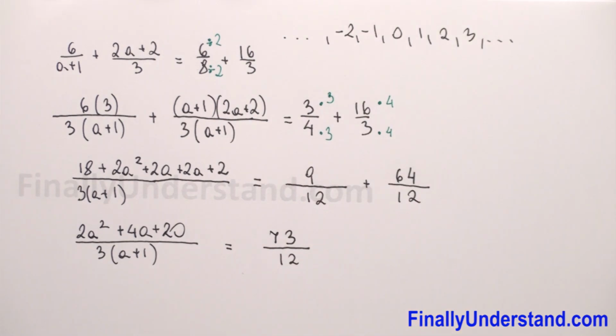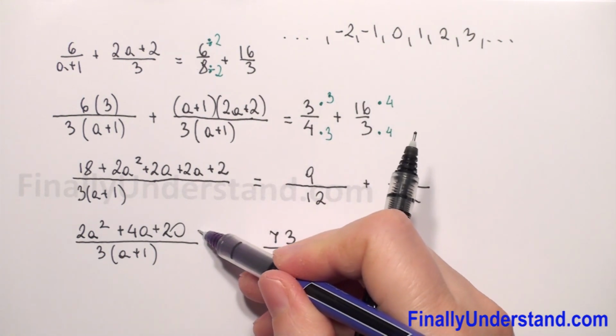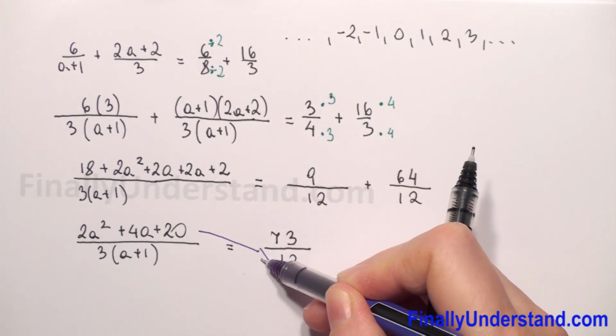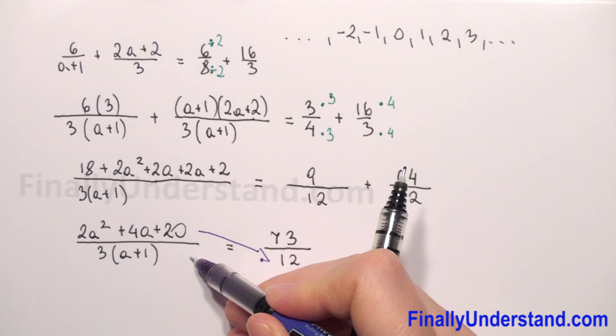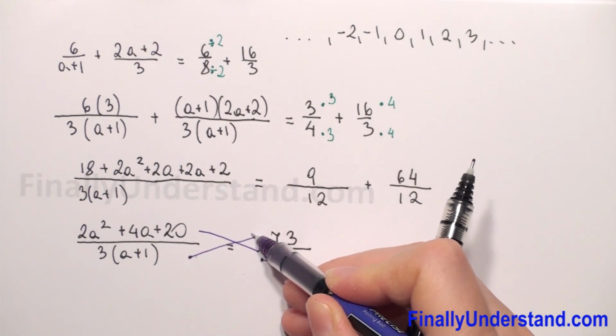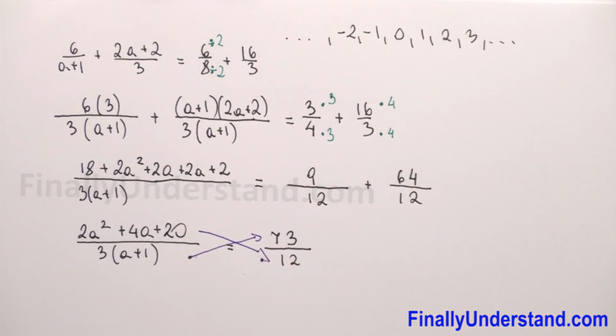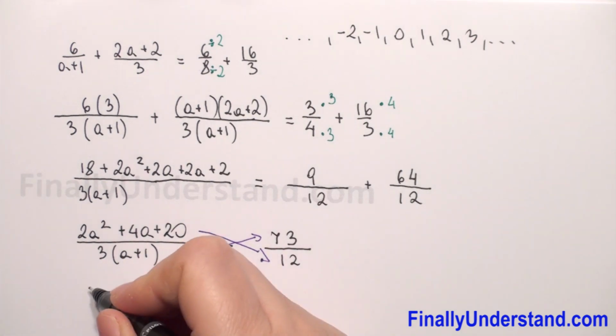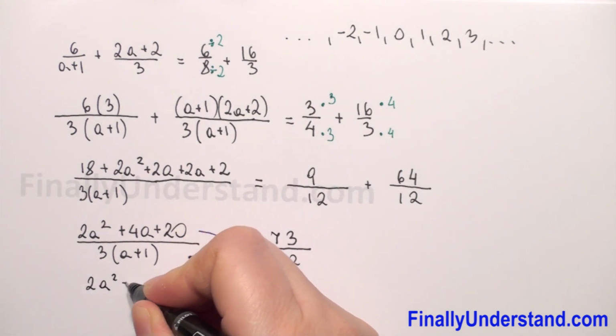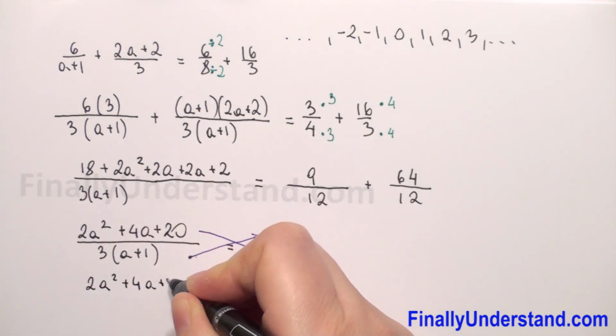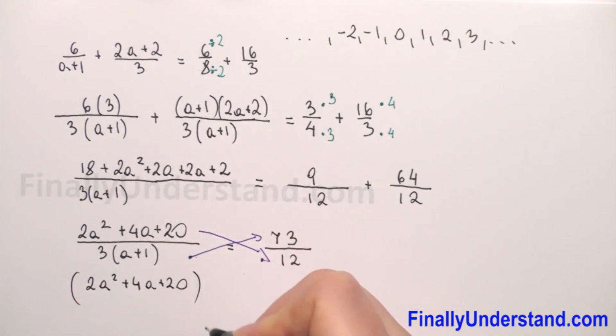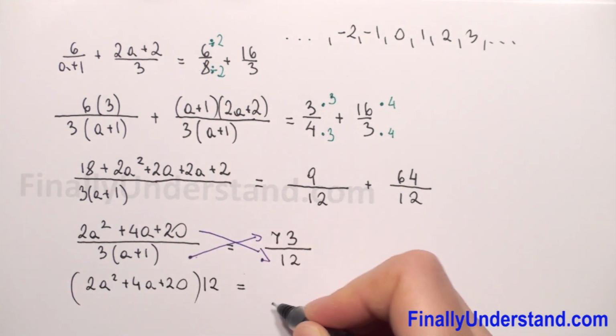So now we have a proportion. To solve the proportion, we will cross multiply. So it means we have to multiply numerator times denominator on the other side and denominator times numerator. So we will have 2a squared plus 4a plus 20 times 12. This is equal.